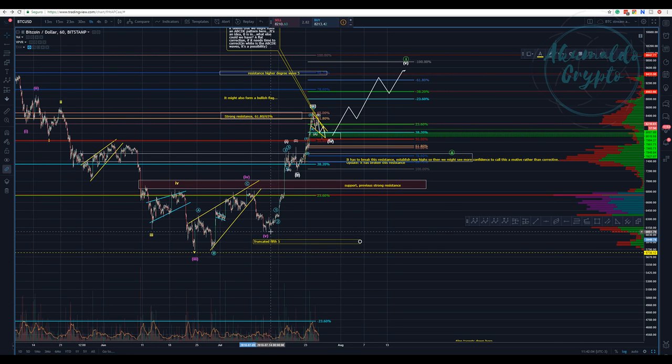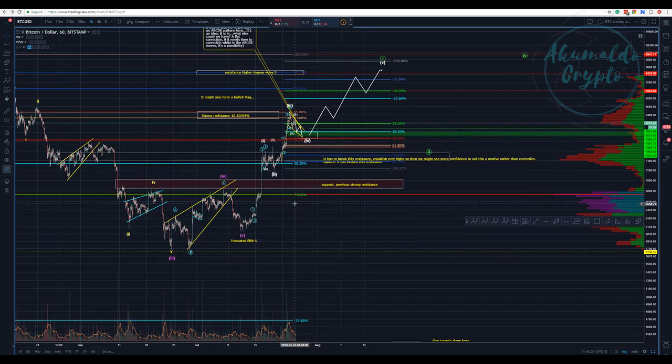This is the truncated fifth. I have a reason behind it. I have a reason that is within the Elliott Wave principle. It's not wrong. It's psychological and within the Elliott Wave principle. So that's why I'm presenting it.